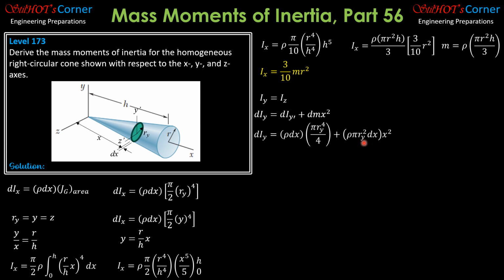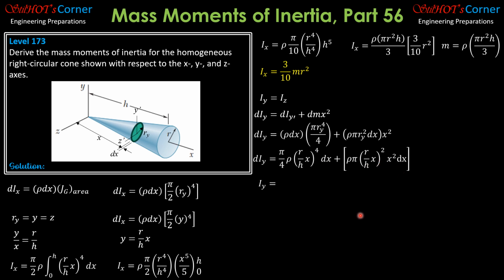Ry is again y, which is equal to z. Take note of that. And we replace ry by y and y by r over h x. So differential Iy equals then pi over 4 density (r over h x) to the 4 dx plus density pi (r over h x) square times x square dx. So take note that integrating, this is integral of x to the 4th dx, and this is also integral of x to the 4th dx.